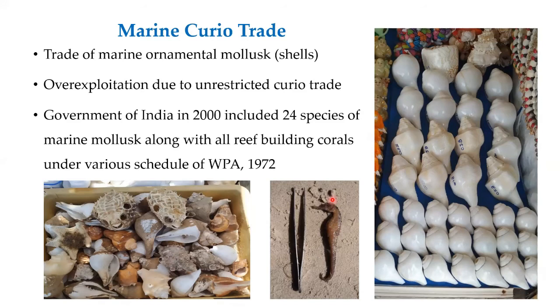So it is all included under the Wildlife Protection Act, Schedule 1, but there is still some illegal trading going on in the coastal areas. So why has the curio been included? Because of the over-exploitation for ornamentals, almost 24 species were included in the Wildlife Protection Act schedule list in 2000 by the Government of India.